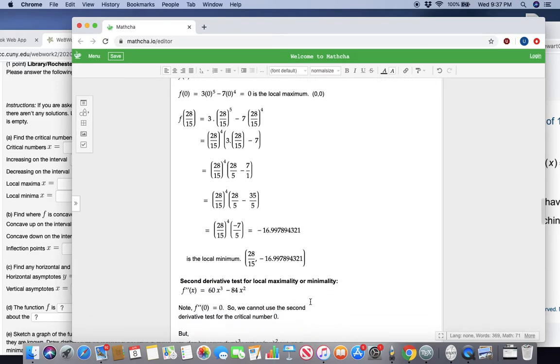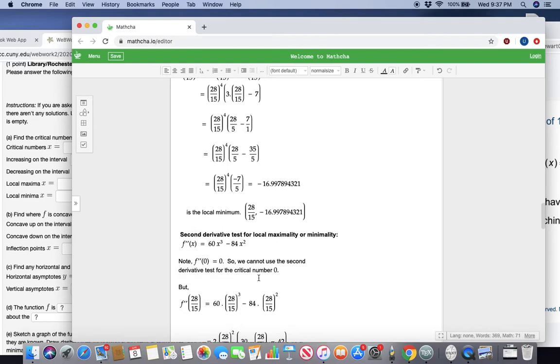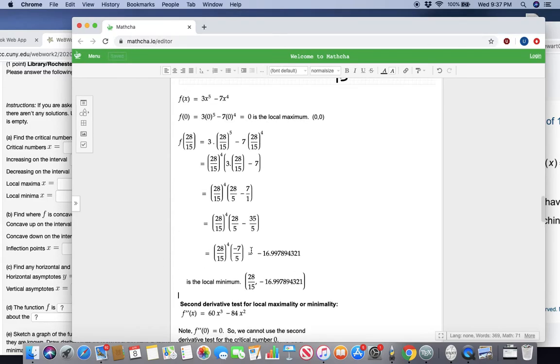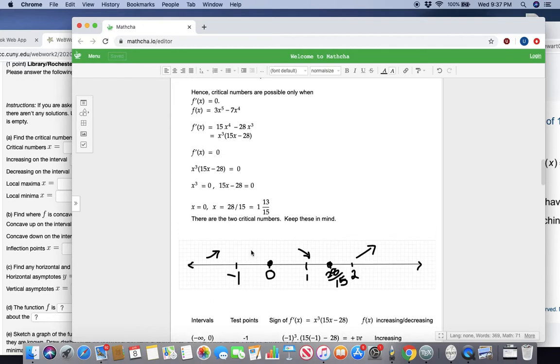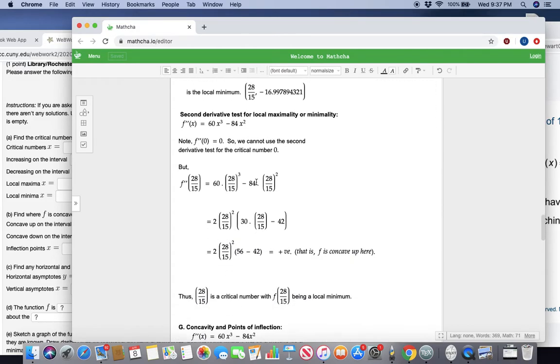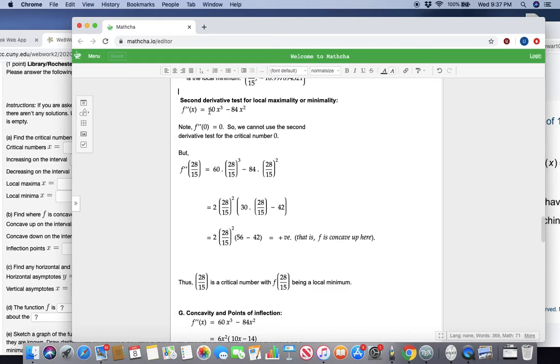Okay. Now, there is a second derivative test for local maximality or minimality. Find the second derivative. You have the first derivative. Where did it go? First derivative was this guy. Find its second derivative. So the 4 comes down, 60. 3 comes down, 84. Where is the second derivative? 60x to the power 3 minus 84x to the power 2.